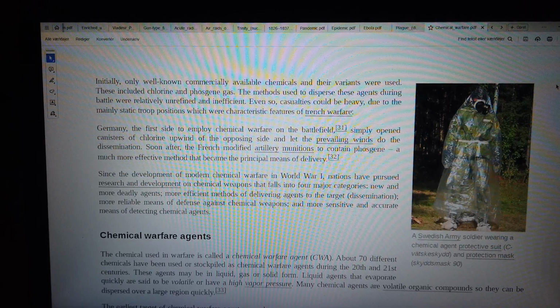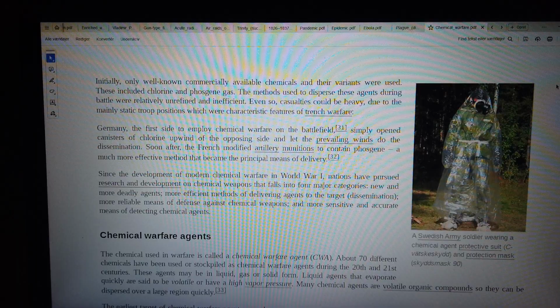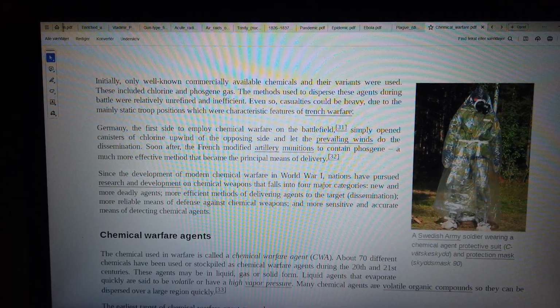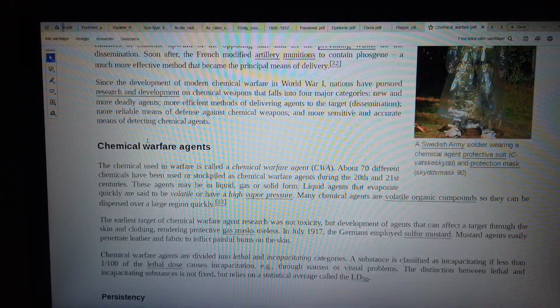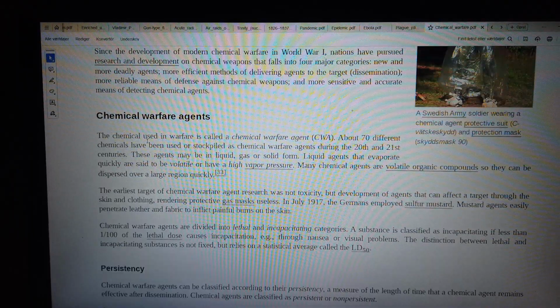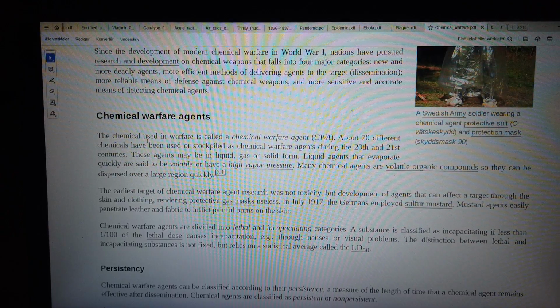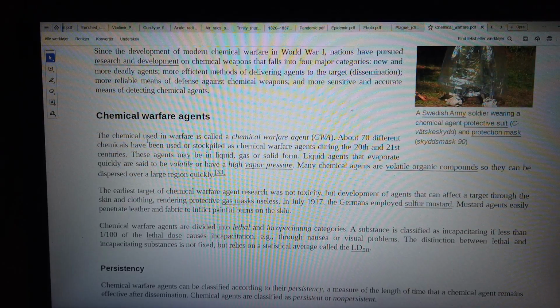Since the development of modern chemical warfare in World War I, nations have pursued research and development on chemical weapons that falls into four major categories: new and more deadly agents, more efficient methods of delivering agents to the target, more reliable means of defense against chemical weapons, and more sensitive and accurate means of detecting chemical agents. Chemical warfare agents.